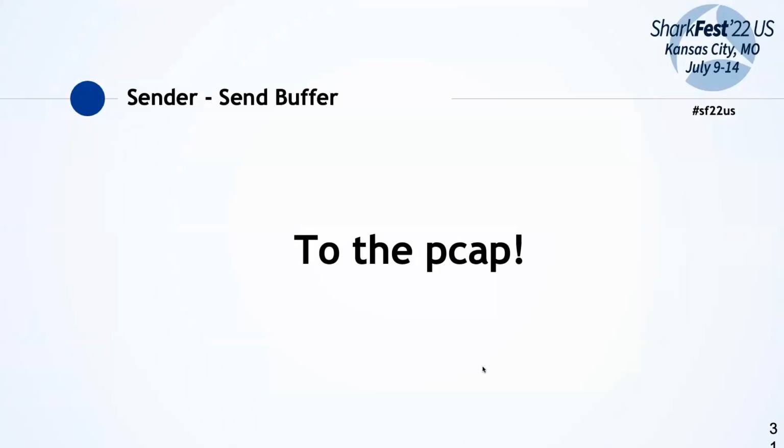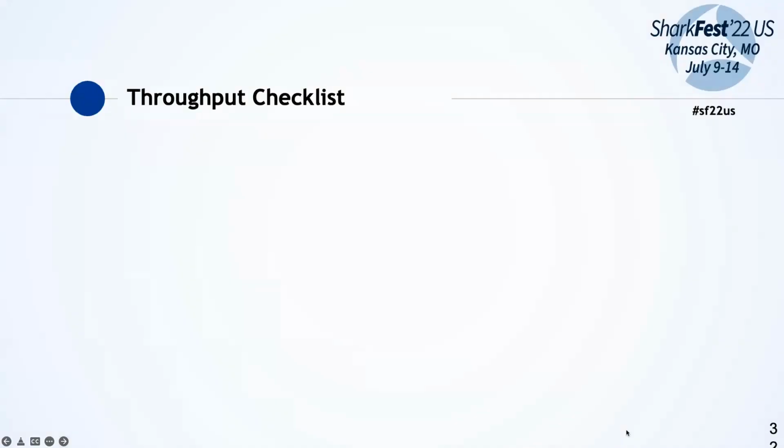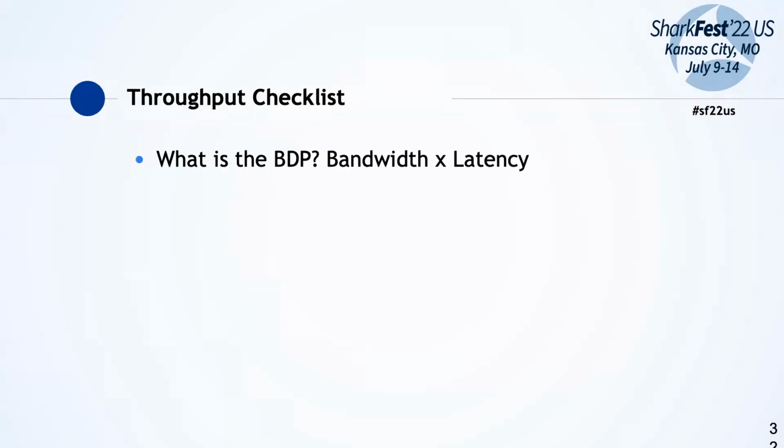Now we're going to wrap this up. Okay, so again, we've worked through a series of factors. So here's a way you can think about it. One, try to know what the BDP is. What is the bandwidth? What is the latency? Know what you're aiming for. What is the best case scenario?